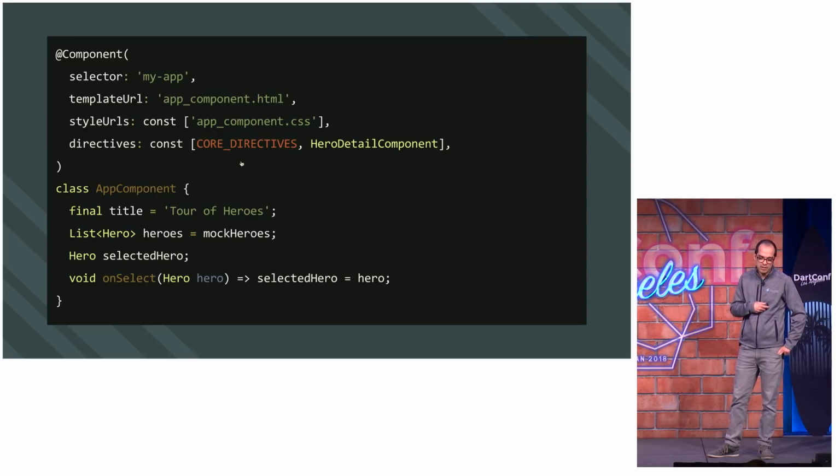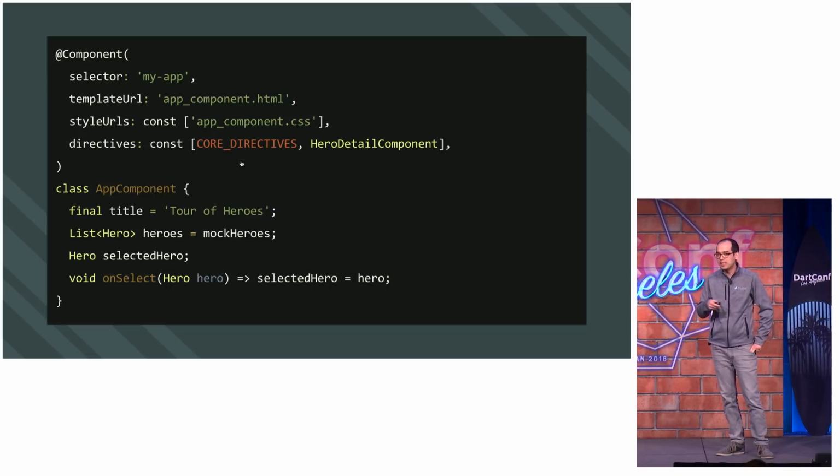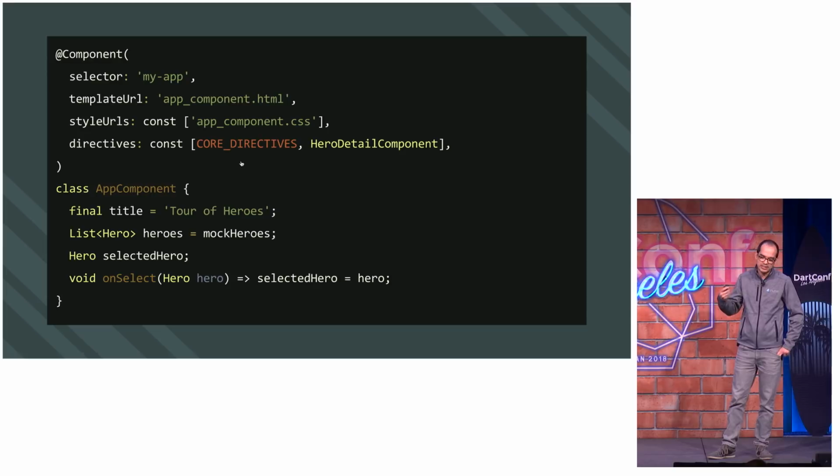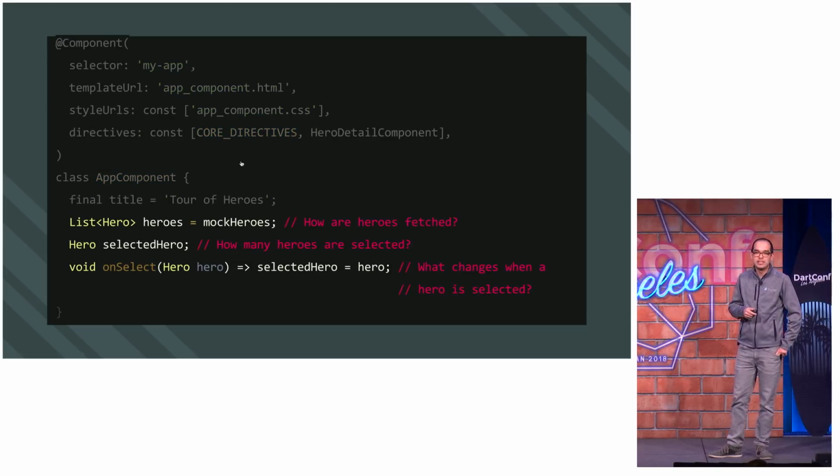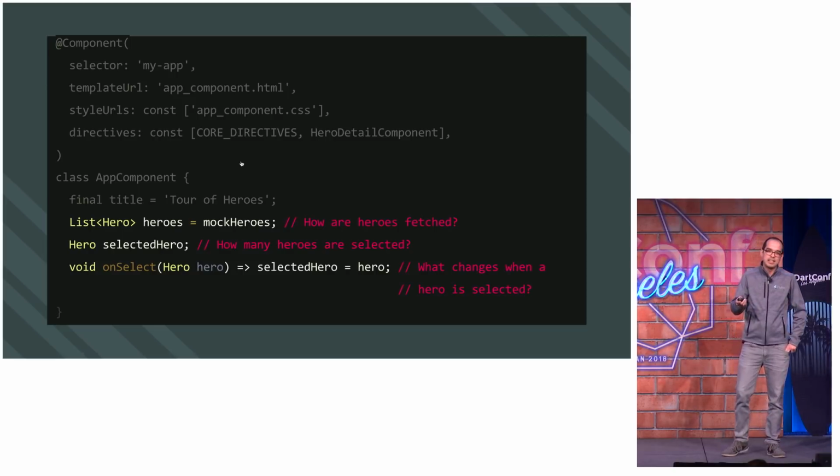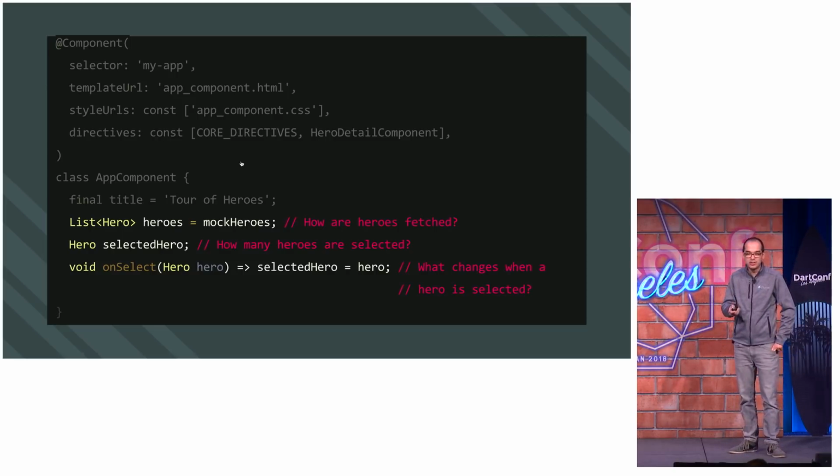This is the main app component. It shows a list of heroes, and that's very simple, right? You have a list of heroes, you can select a hero, that's it. Well, there's a bunch of business logic on this thing. The first thing is it knows how the heroes are fetched. It knows how many heroes can be selected.